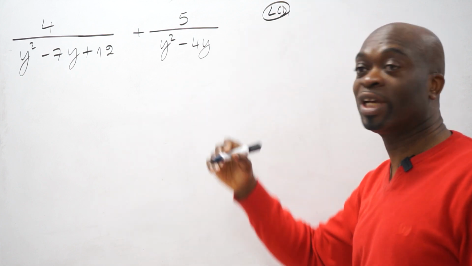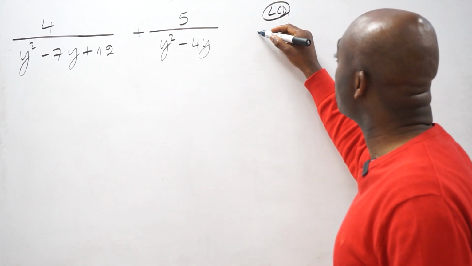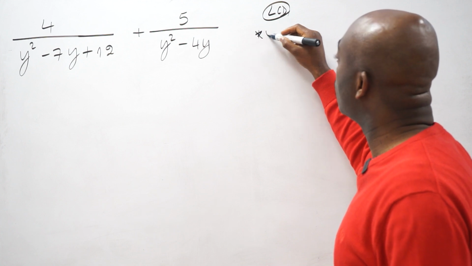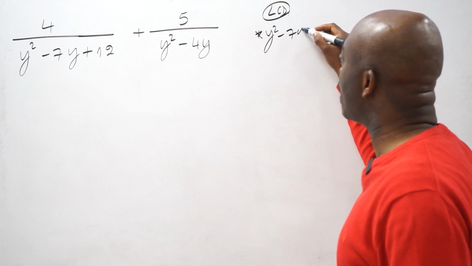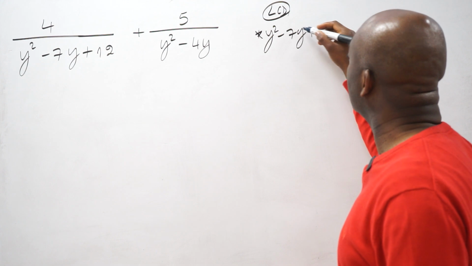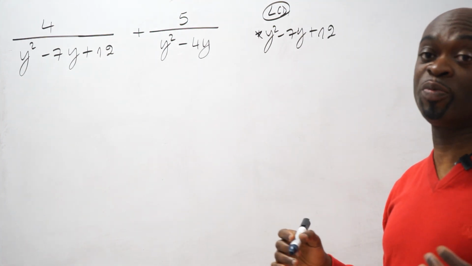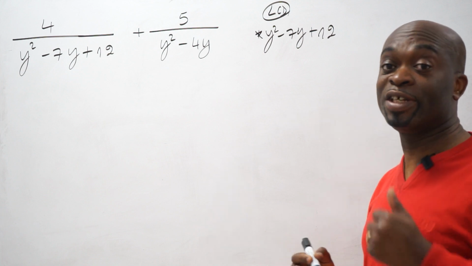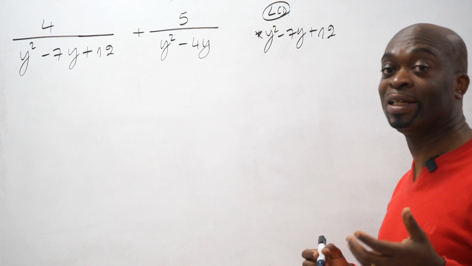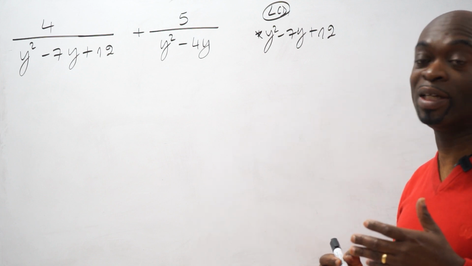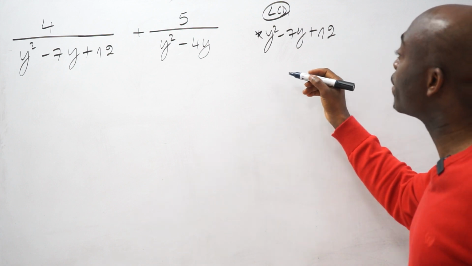what do we need to do? We've got to pull out the denominators. The first one is y squared minus 7y plus 12. And this one is a trinomial, 3 terms. For a 3-term trinomial, we can always try the AC method. If the AC method isn't working, you have to try something else. So the AC method says what?